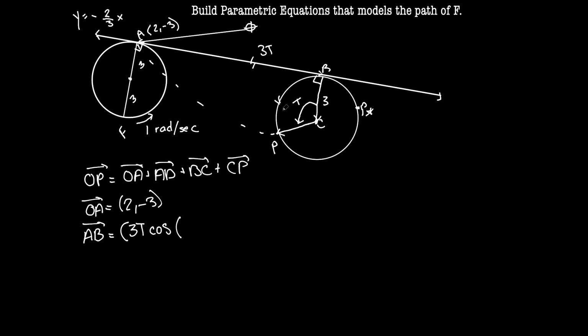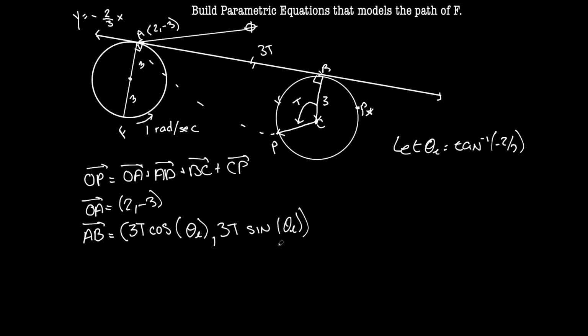And now we need to find our angle again. So we're moving in that direction. So we're just going to set up our theta L equal inverse tan of -2/3. And since we're moving to the right, we don't need to add or subtract pi. We'll get to an example where we will have to do that later. So 3t sine theta L.